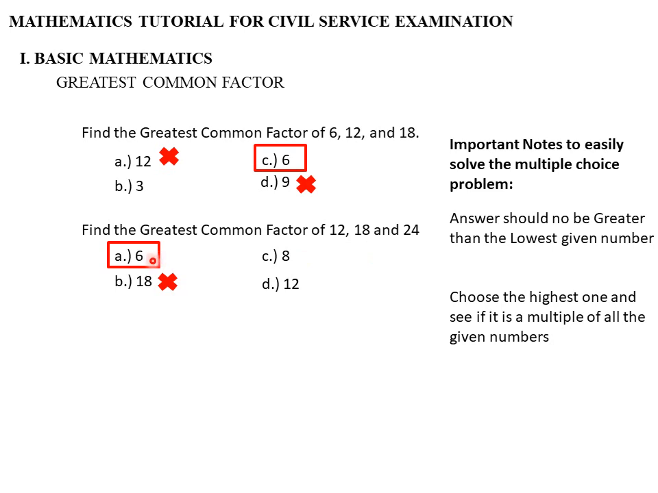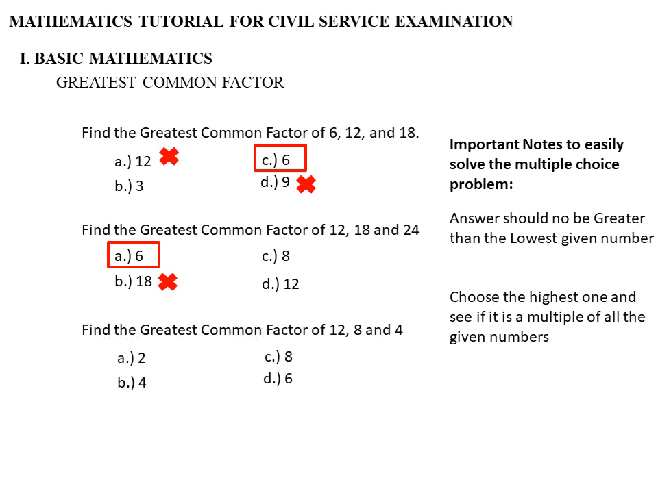Last try is 6. Is 6 a factor of 12? Yes. Is 6 a factor of 18? Yes. Is 6 a factor of 24? Yes. So the answer is 6. Okay. Last, find the greatest common factor of 12, 8, and 4.